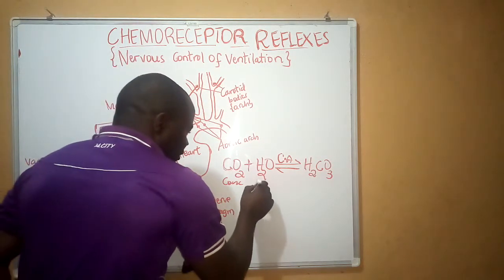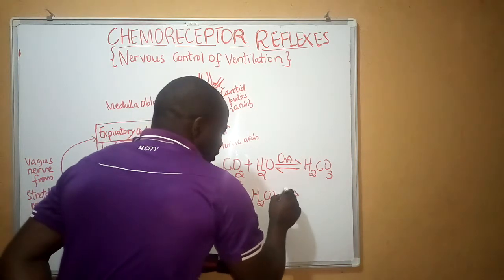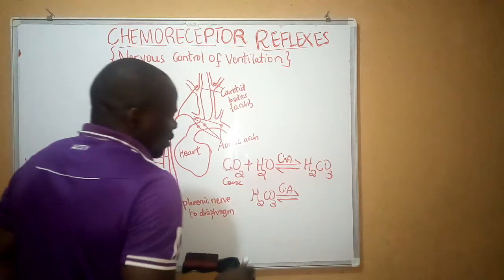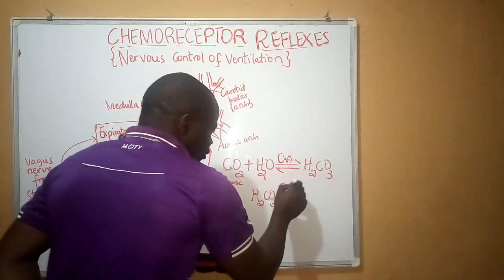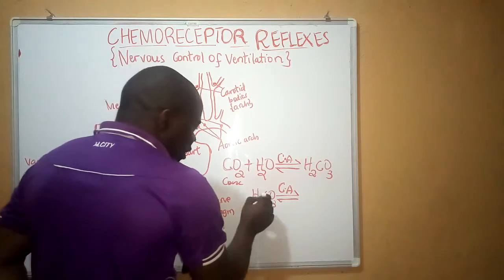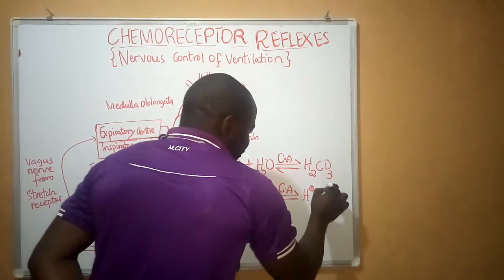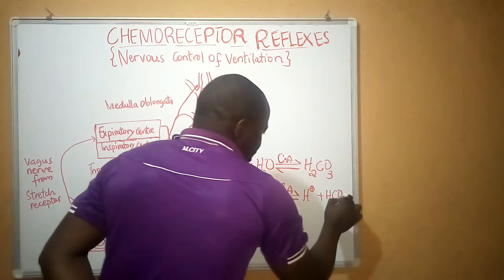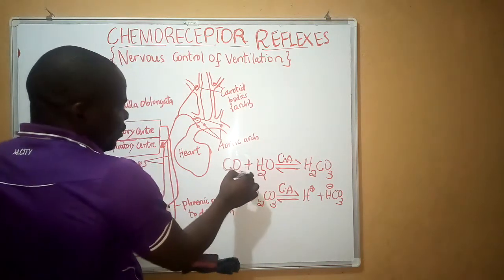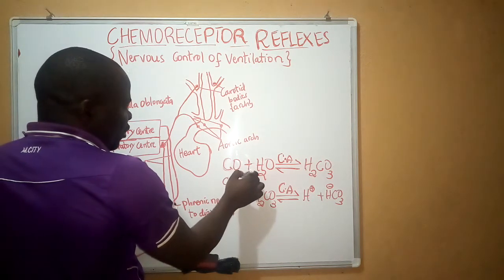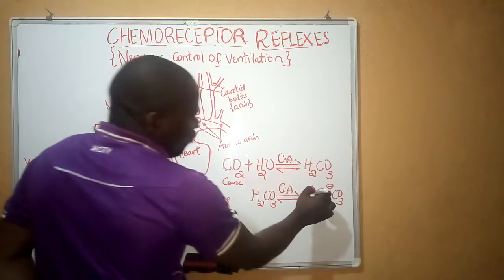Later on, the carbonic acid that has been formed, again using the same enzyme, carbonic anhydrase, or zinc enzyme, as I said previously, which is secreted from the endothelium walls of blood capillaries as well as red blood cells, will enable dissociation of carbonic acid into hydrogen ions, or protons, and bicarbonate. So the higher the concentration of carbon dioxide, resulting in hypercapnia, the higher the concentration of hydrogen ions.